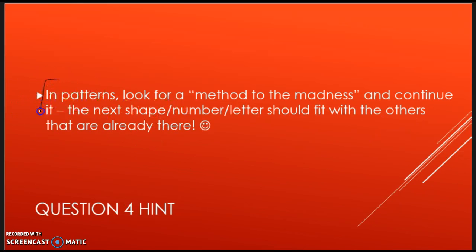Question 4, you're going to see a pattern, and you're going to be asked to continue it. Look for a method to the madness. See if you can figure out what's happening from one shape to the next. And if you can't tell what's happening just in between 2 shapes, zoom out a little bit. Look at 4 shapes. See what's going on as you go through 4 shapes or 4 numbers or whatever it is. And then you should continue it. The next shape or number or letter or whatever's in the pattern should fit with the others that are already there. So double check yourself if you make a guess.